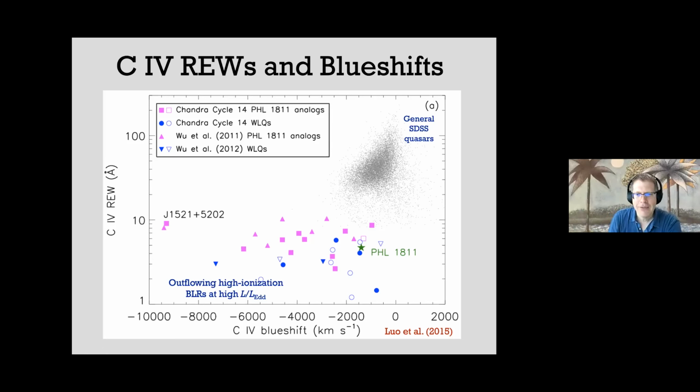And of course, in this diagram, people who study eigenvector 1 and related correlations have suggested that as you move in kind of this direction in this diagram, you are likely moving toward high Eddington ratios. And I'll have more to say about that in just a little bit.